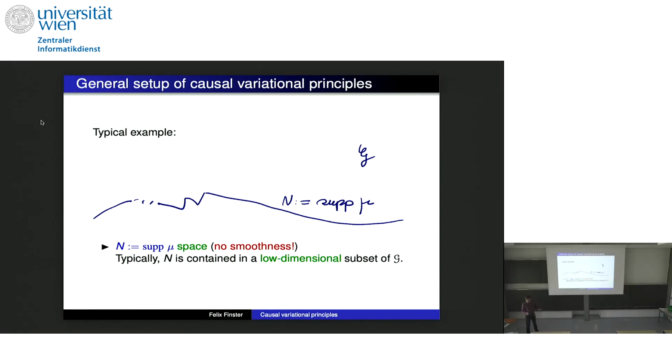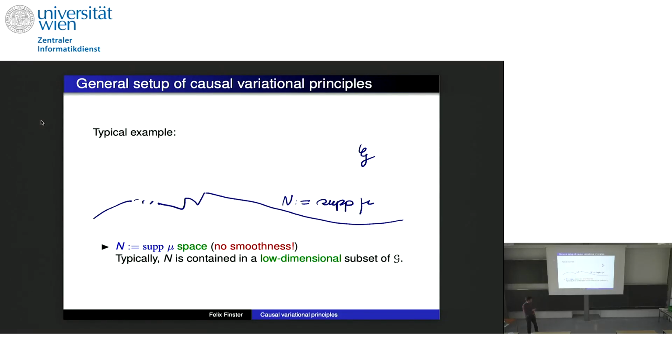How does this typically look? Just to give you an impression, suppose the whole blackboard here is the manifold G. As I said, you should think of it as being very high dimensional. And then we have a measure on G. Its support is what we denote by N. So this is then what is space or space-time, depending on which setting you are in. And the typical situation is that this support is very low dimensional, or more precisely, it contains a low dimensional subset of the manifold G.